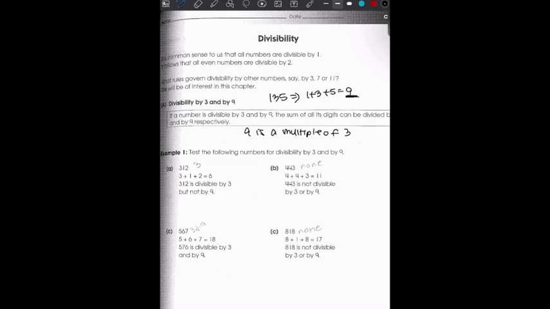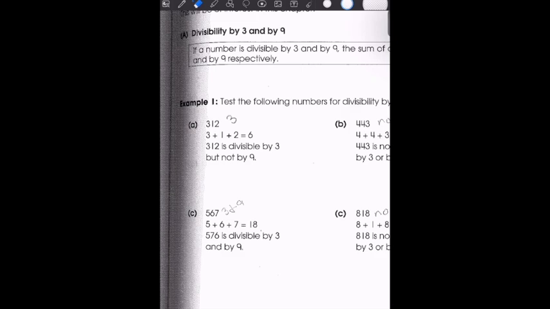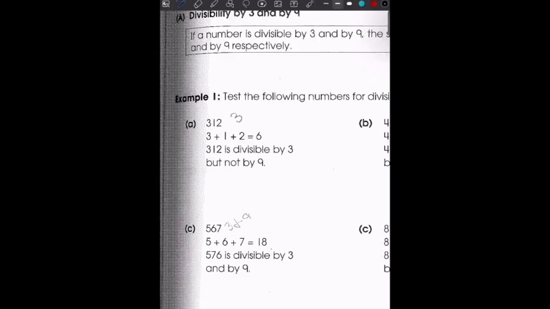Because, for example, if we have a number like 15, 1 plus 5 is equal to 6. So 6 is divisible by 3, and so 15 is divisible by 3, but 6 is not divisible by 9, and so that is the difference. And so we'll look at some example problems. So for the number 312, 3 plus 1 plus 2 is equal to 6. And so 6 is divisible by 3, so the number is divisible by 3. But it's not divisible by 9, so it's not going to be divisible by 9.